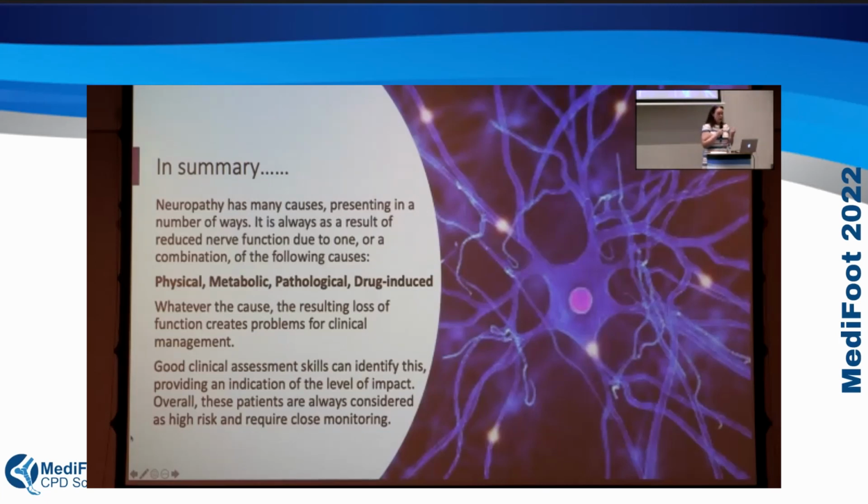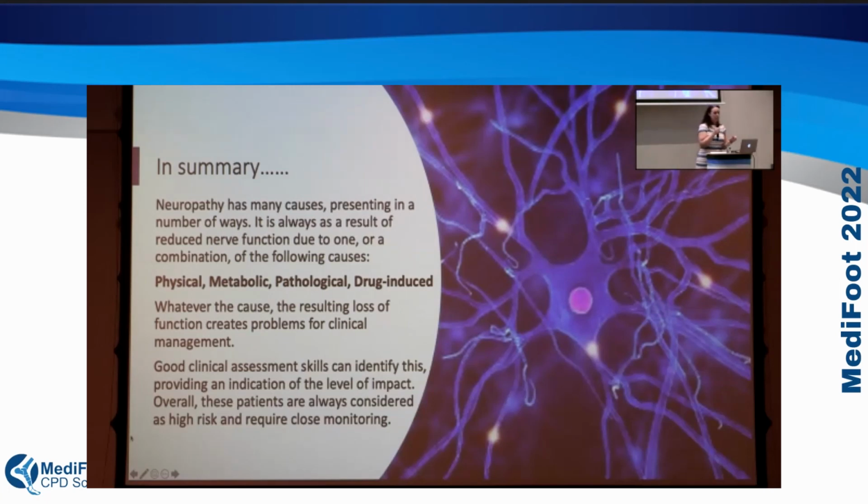And as I said, the causes are numerous, but whatever the cause, that loss of function creates problems for clinical management, because you then have to think about, okay, what is it that's missing that is going to be something that I need to worry about? And particularly with loss of sensation, what does your patient need to watch out for? What do you need to watch out for? What do you need to advise them? So really, your clinical assessment becomes very, very important for these individuals, because you can possibly identify that there's neuropathy that the patient didn't even know about.